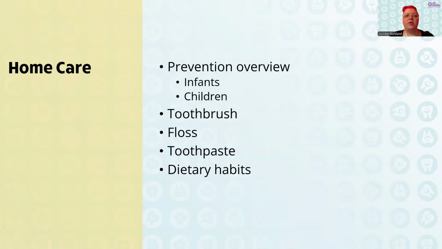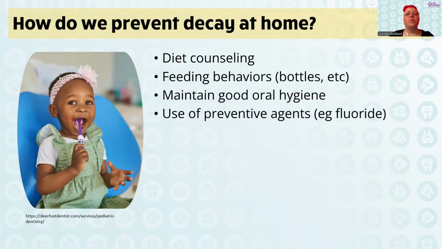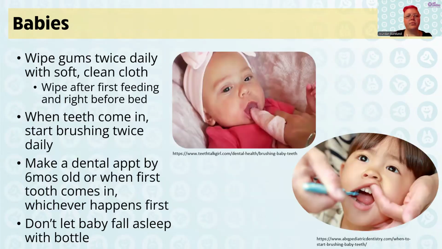So now I want to talk about basic education information that you can impart to the families as far as taking care of their kids' teeth at home. We can help prevent dental decay, dental cavities at home through talking to families about nutrition, feeding behaviors, the importance of maintaining good oral hygiene, and using good preventive agents like fluoride. I've broken this down into a couple of age groups.